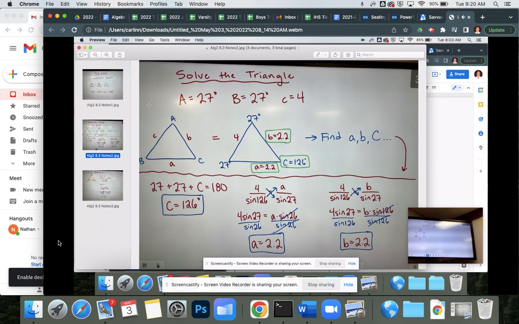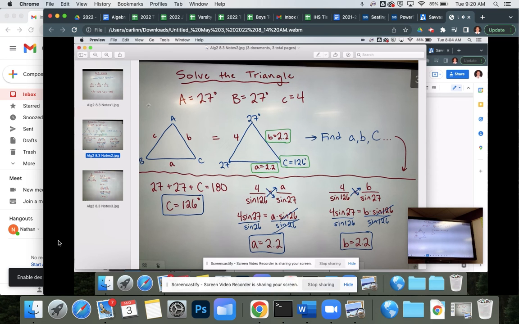Okay. They give us 3 pieces of information. We can find the others. I think the easiest is to find the third angle, because what do all 3 angles add up to? 180. So let's take 180 minus 27 minus 27. What do we get for angle C?